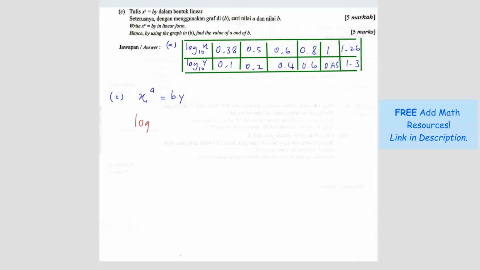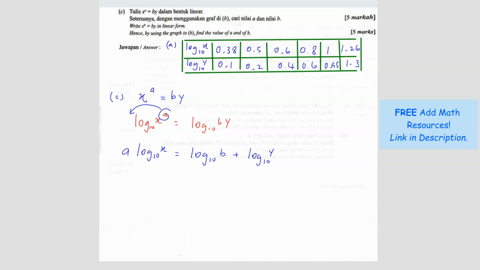So we have log x^a base 10 equals log by base 10. Now the a we can bring in front, so it becomes a log x base 10. And this one you can split into log b base 10 plus log y base 10.